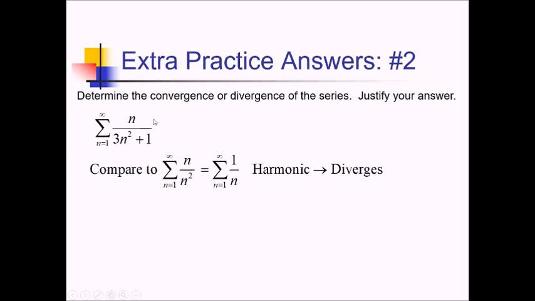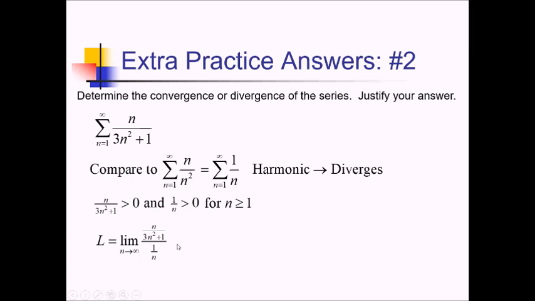So let me start by saying that my original series is greater than 0, and so is this comparison series for all n greater than or equal to 1. And then let me take the limit of my original series divided by my comparison series, the harmonic here, and let's see what this limit comes out to.